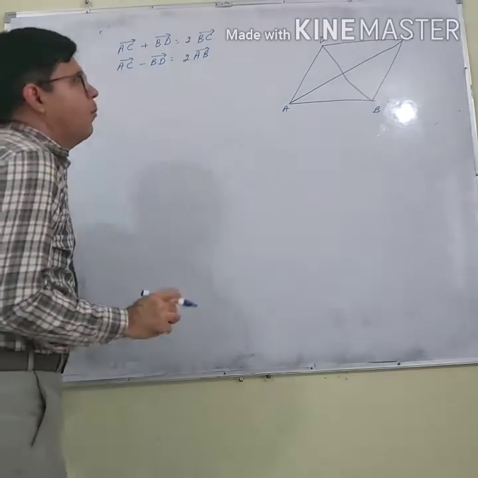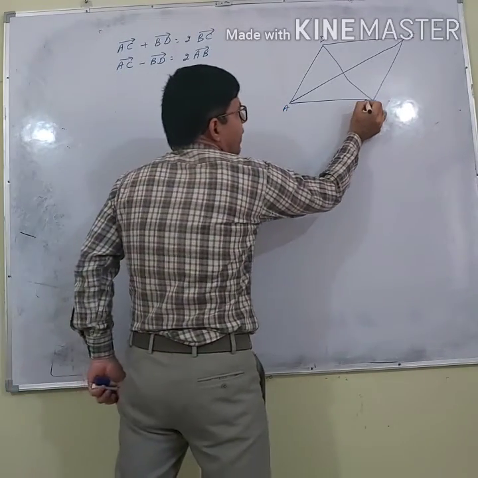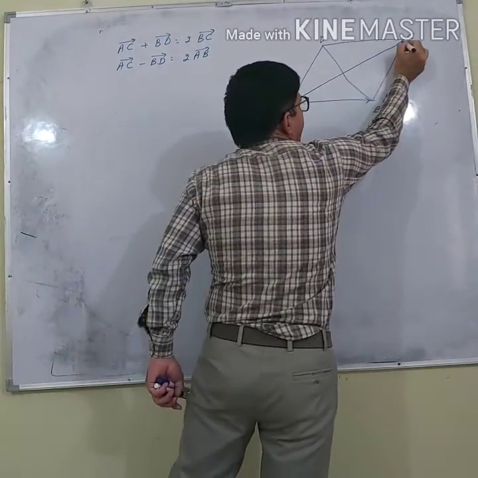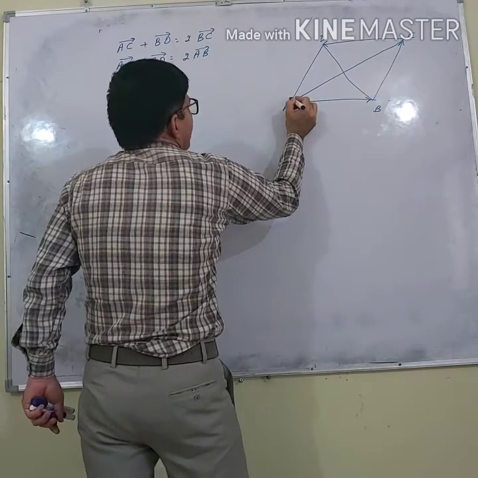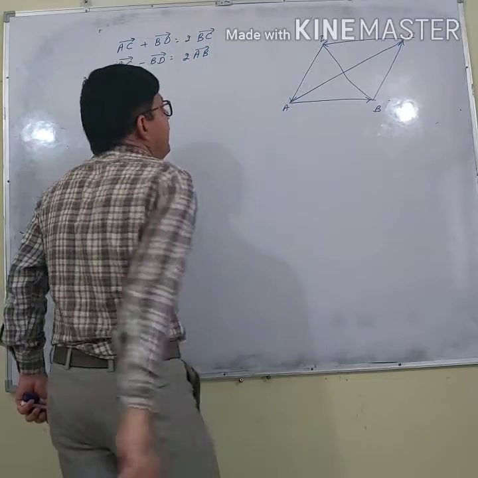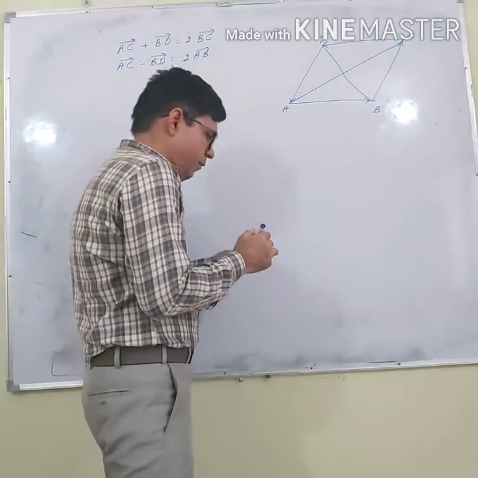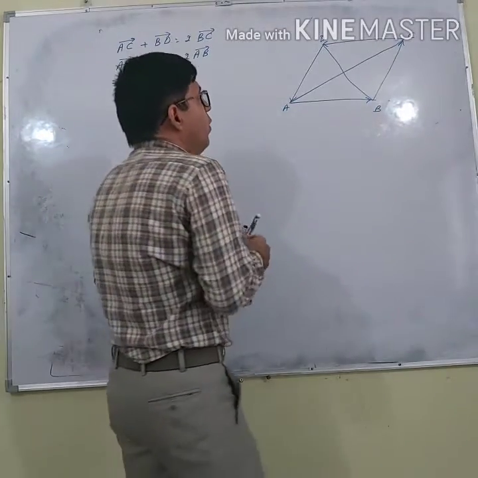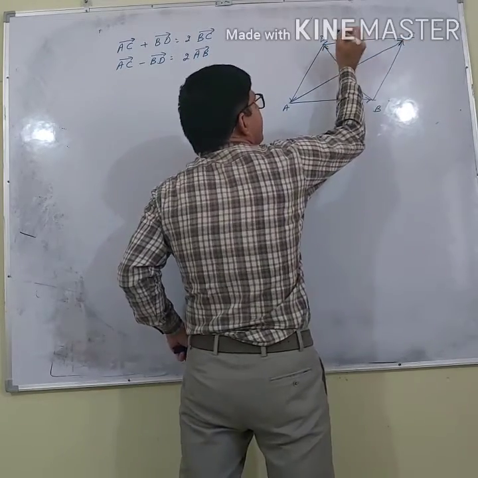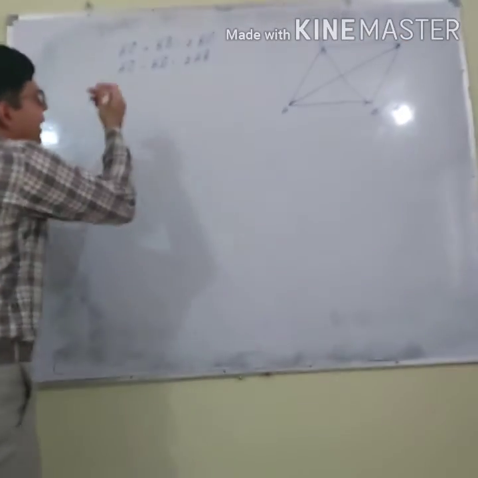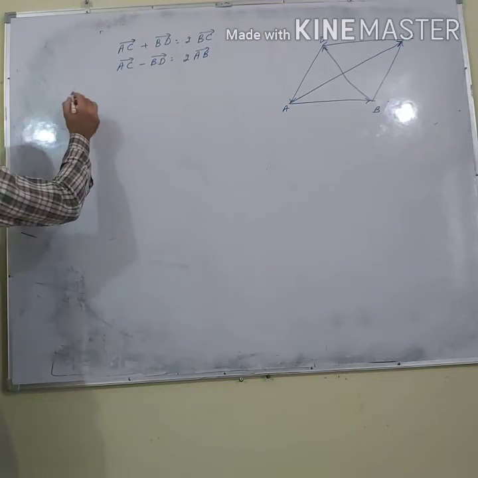How can we prove this? Now, first of all, let me draw the vectors. This is vector AB, this is vector BC, this is vector CD, and this is vector DA. Now, this vector is vector AC and this vector is vector BD. I have to prove that vector AC plus vector BD equals twice of BC.